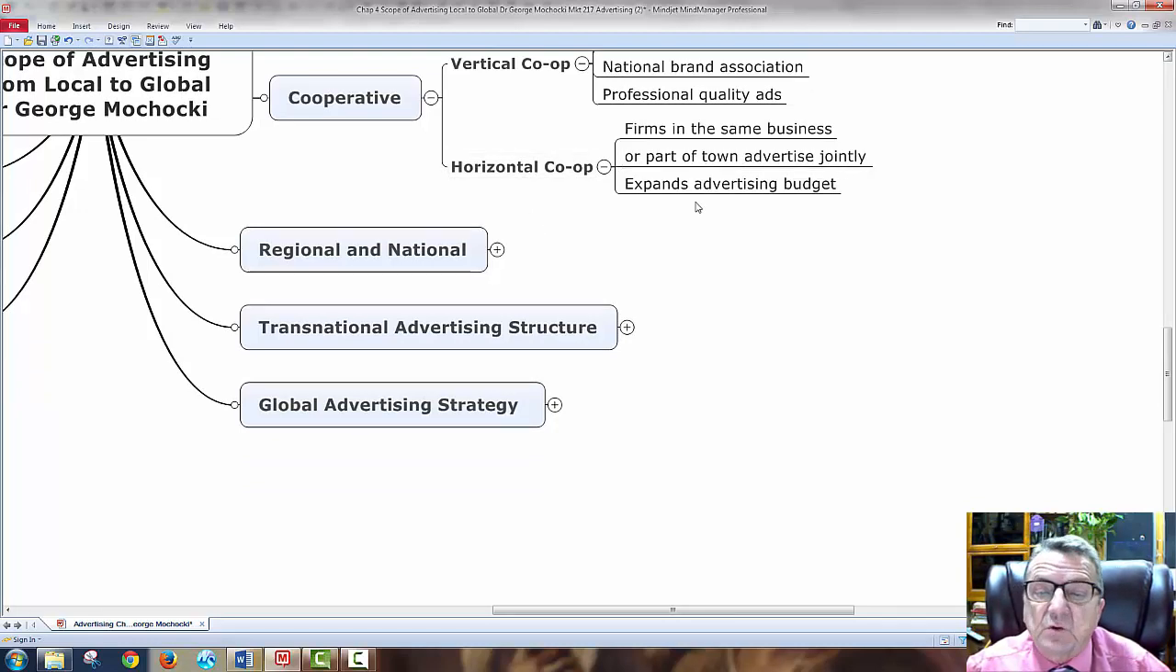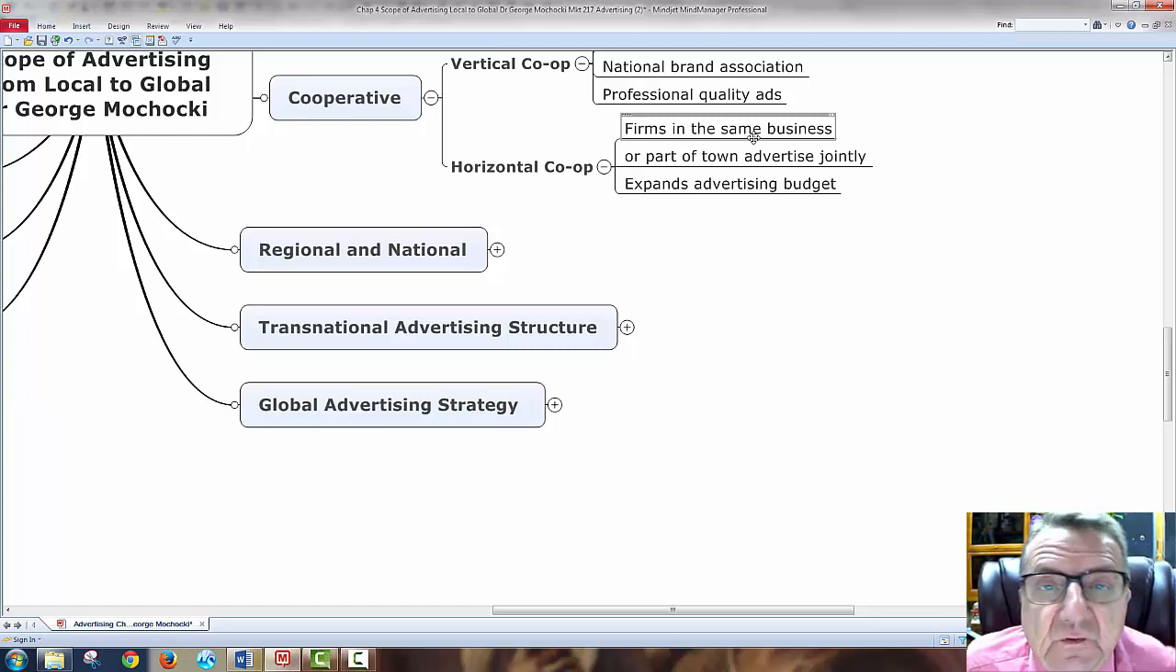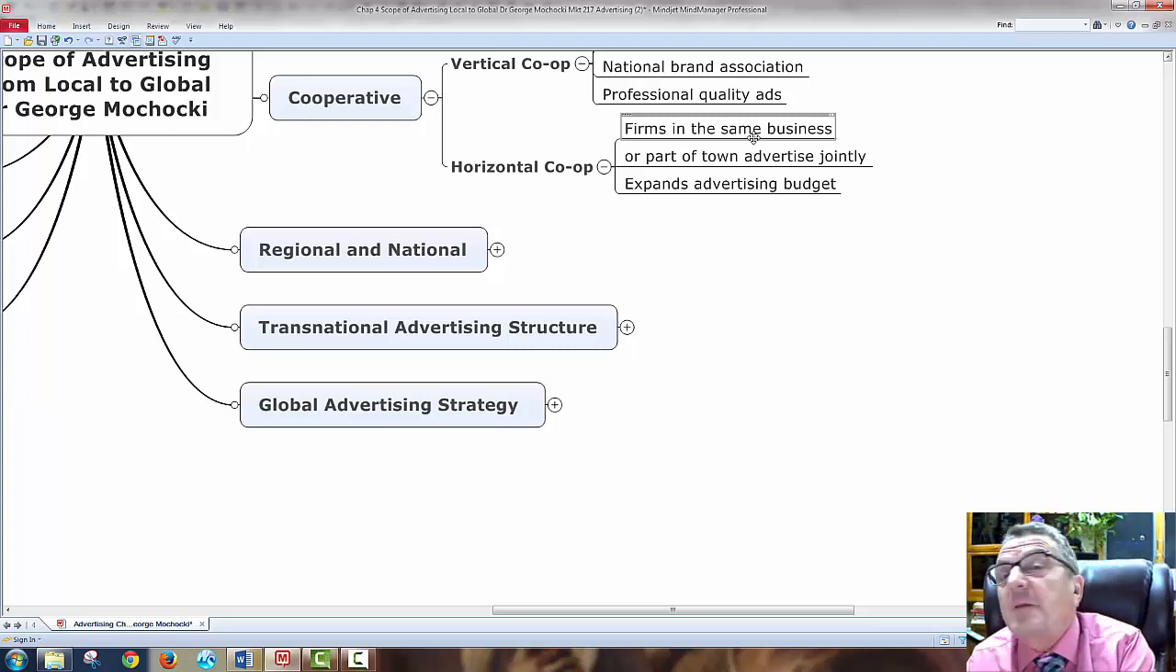Now when I do the horizontal co-op, firms in the same business in a town advertise jointly, expanding the advertising budget. Look at the Chamber of Commerce. How do I bring more people or more businesses or more customers into a certain area? Or I'm looking at firms in a strip mall, and a new shopping center is coming up. But I want people to say, hey, our strip mall, we're not a big mall. We're smaller. We're friendlier. So all the businesses in that strip mall or shopping center put money in together so they can advertise. Woodfield does a lot of that.